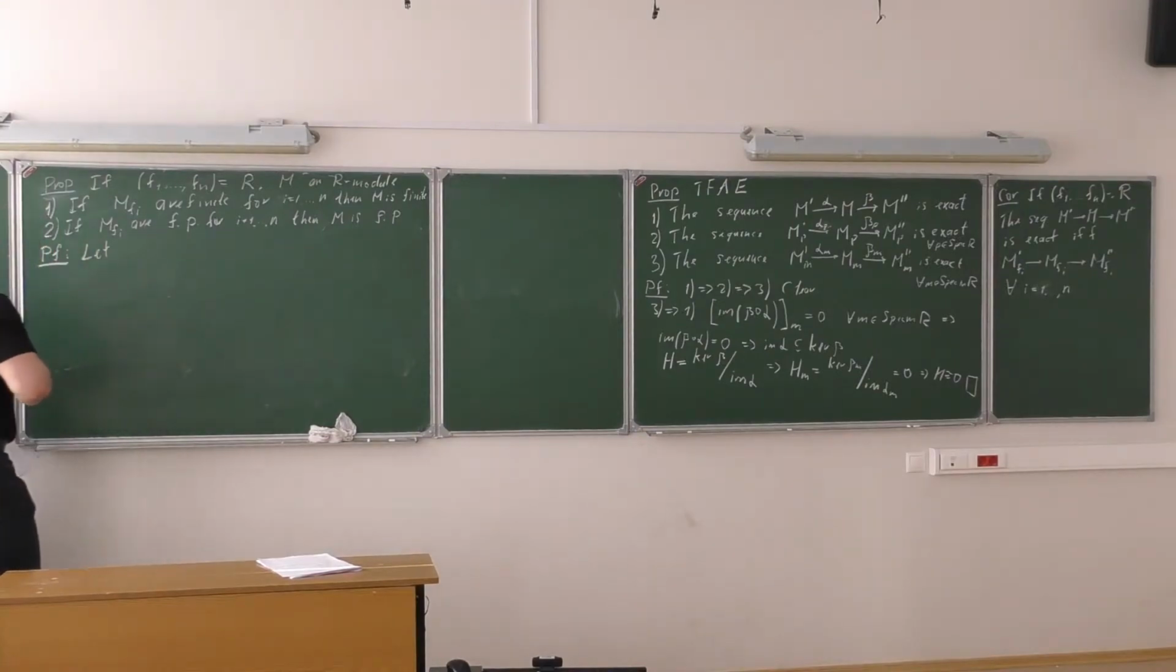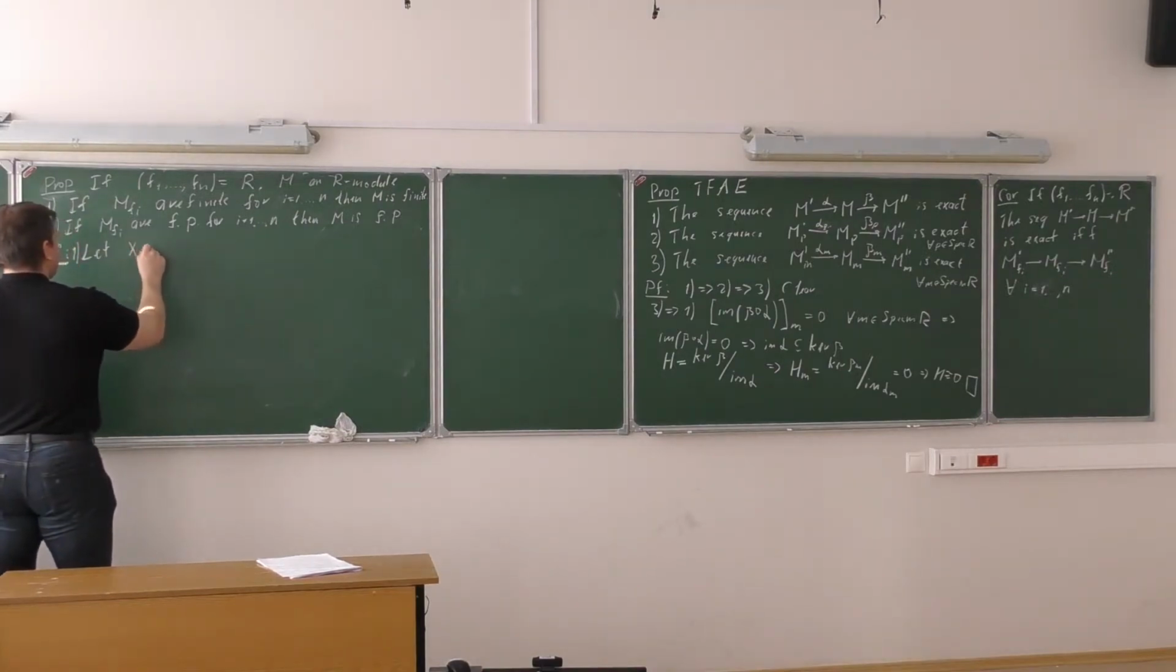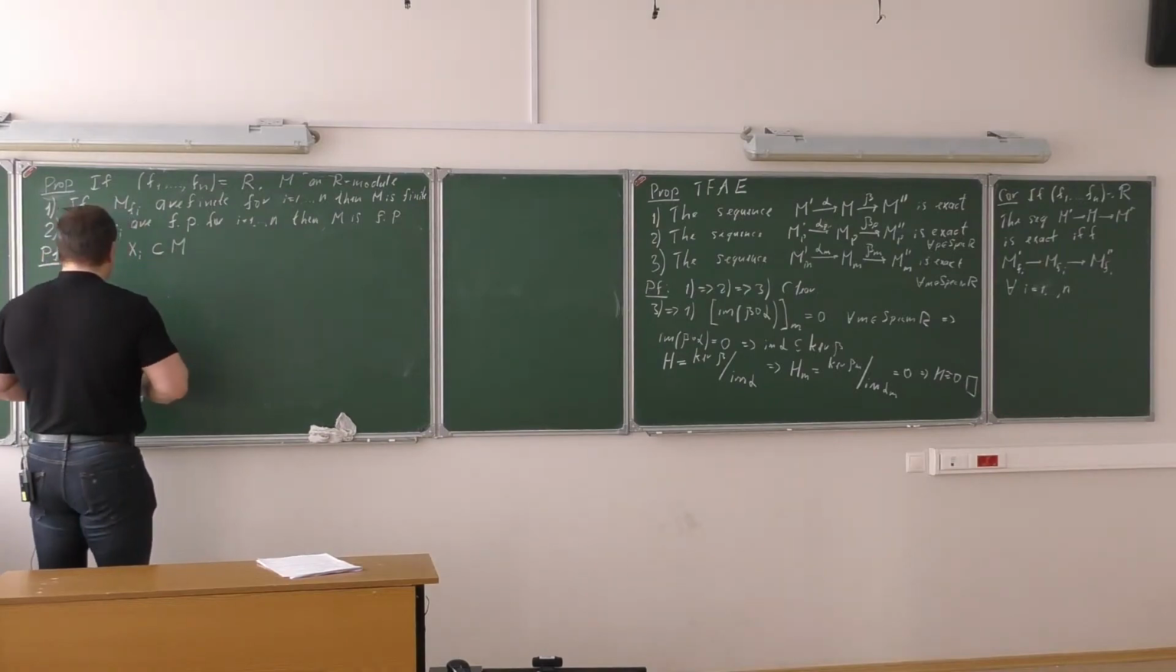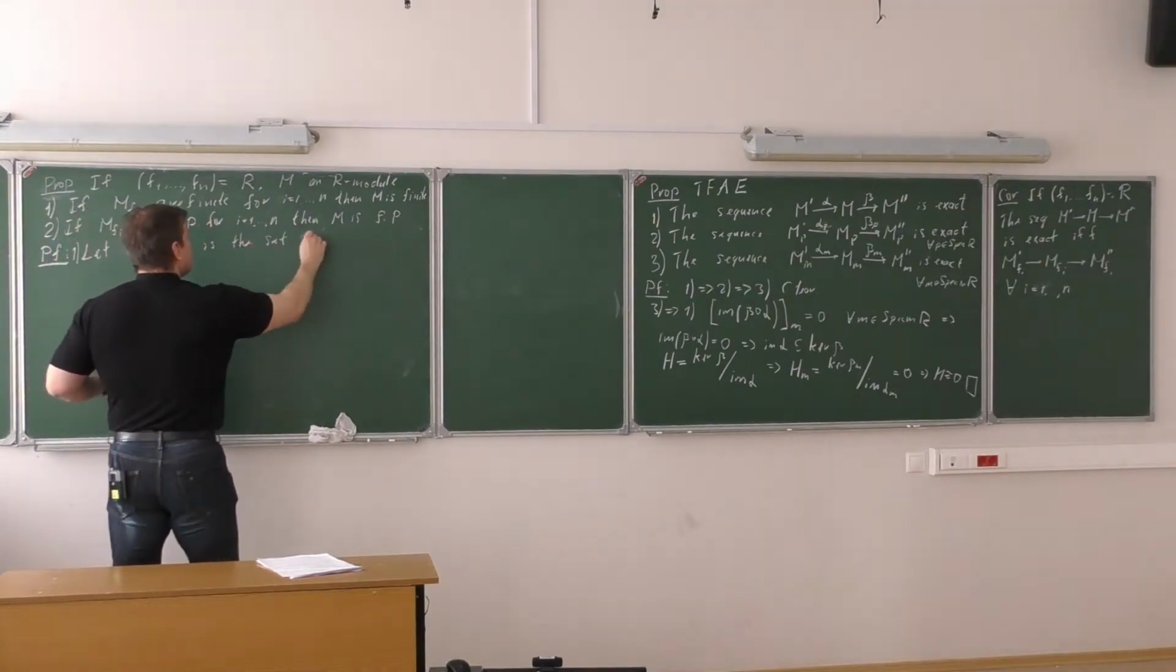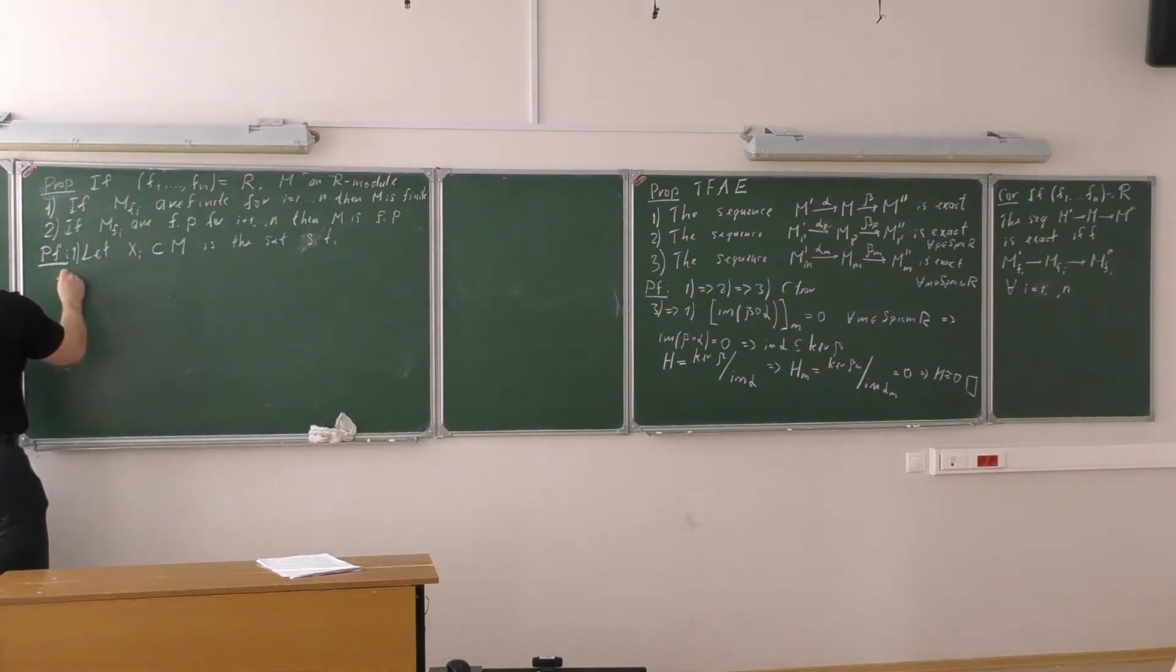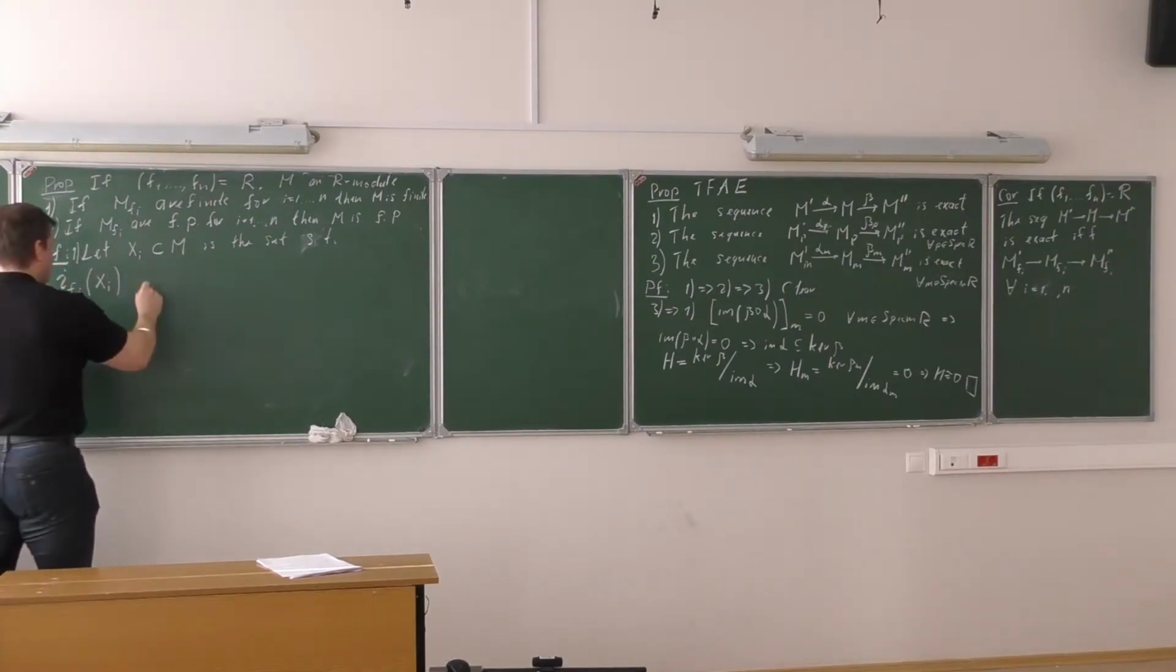So of course, I'm going to first prove the first part and then the second part. So maybe this is the proof of the first part. Let me say that the set x_i inside module M is the set such that if I take iota_{f_i} applied to the set x_i, that generates.